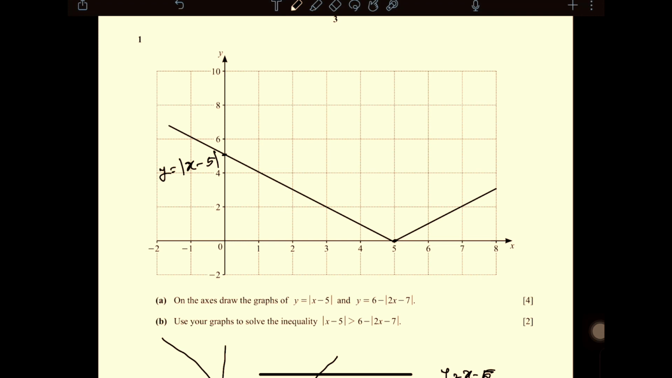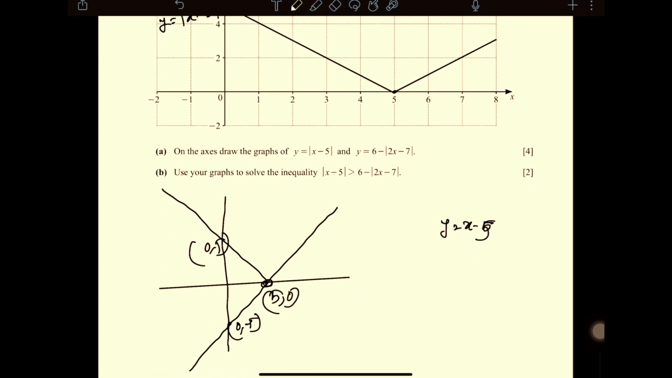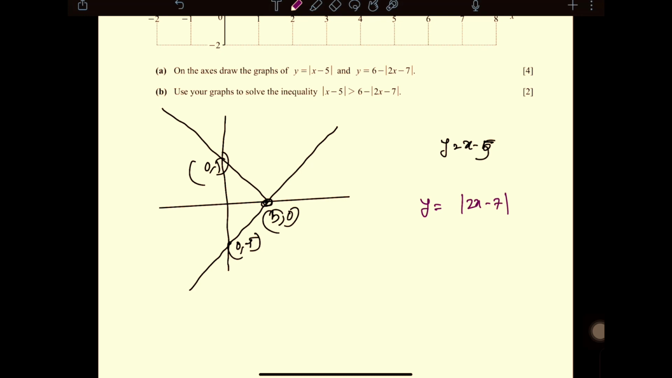Okay, now let us try the next one. y equals modulus of 2x minus 7. We know how to draw this graph. Already we have done this. When x is 0, y is minus 7, and when y is 0, x is 7 by 2, that is 3.5. So this will be the graph, and the down part will be removed and reflected here, so it will be 0, 7. This is the graph for this one.